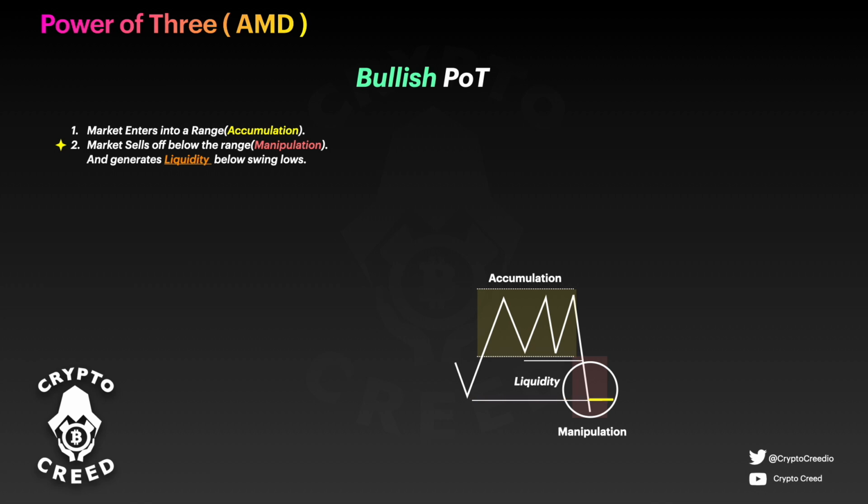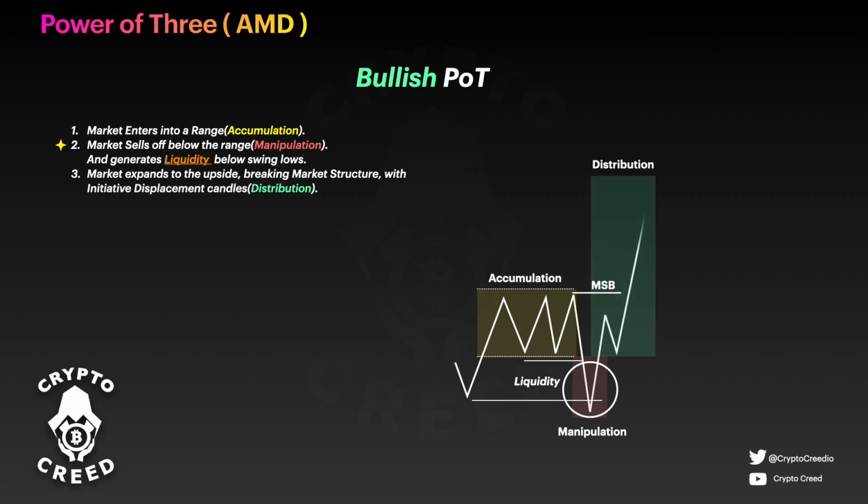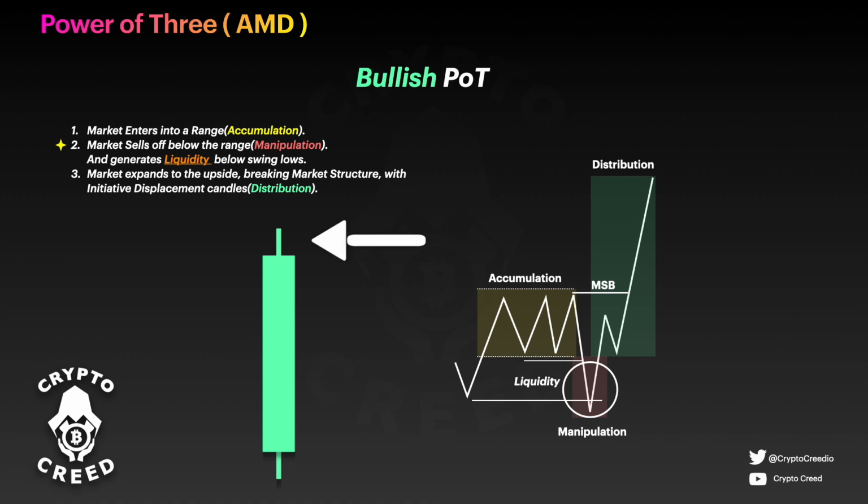And after generating the liquidity, price expands towards upside, breaking market structure with initiative displacement candles. This is the distribution phase. If you are not familiar with initiative candles, I've got a video explaining exactly what this means. I highly recommend you to watch that video by clicking on this link. But in a nutshell, an initiative displacement candle is a really strong bullish candle in this case that has a very short wick and a very long and strong body.